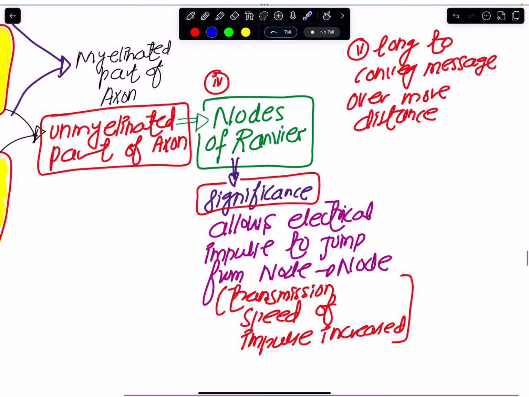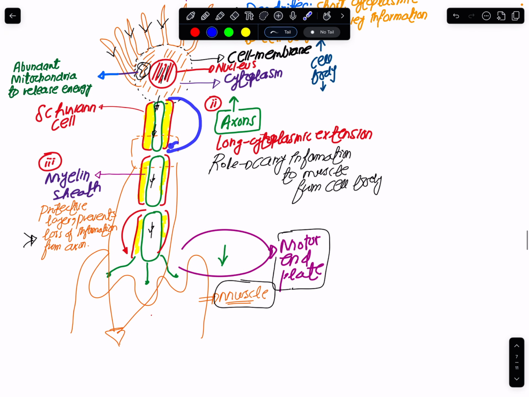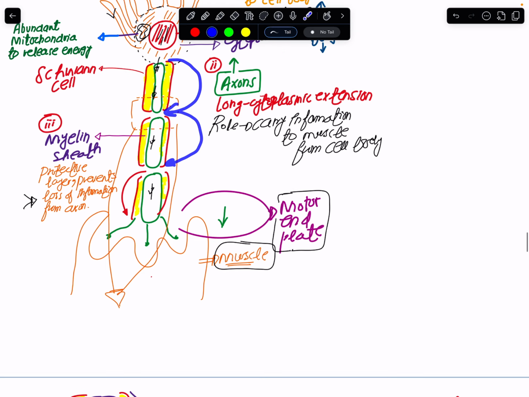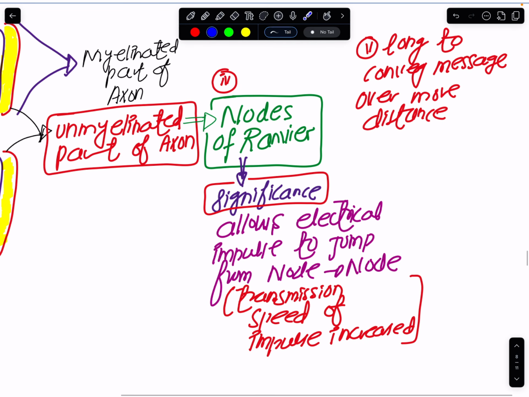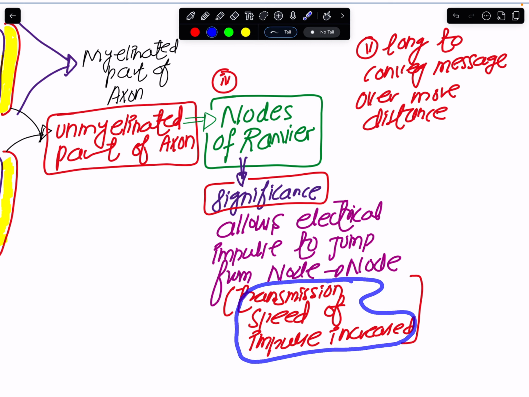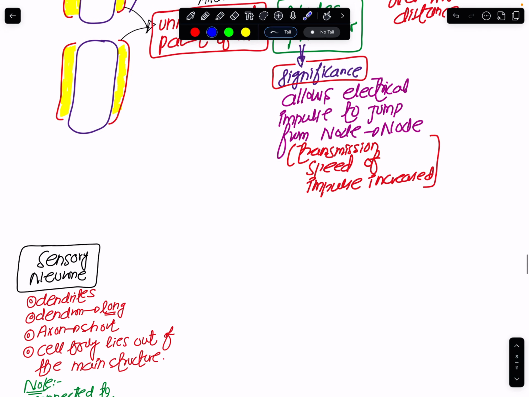And the role of the nodes of Ranvier is that they allow the electrical impulses to jump from one node to another node. When the electrical impulse jumps like this from node to node, it increases the transmission speed of the electrical impulse, and by that our response to the external environment is very fast.